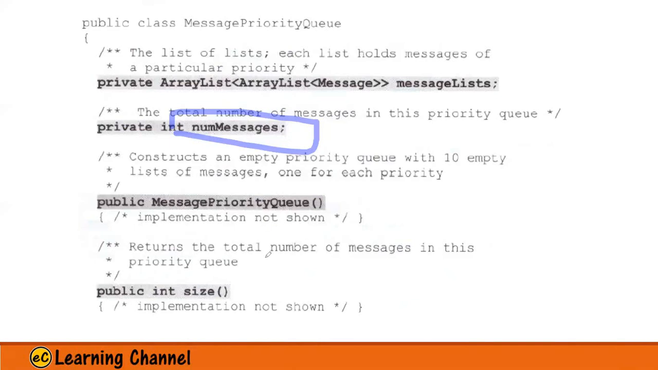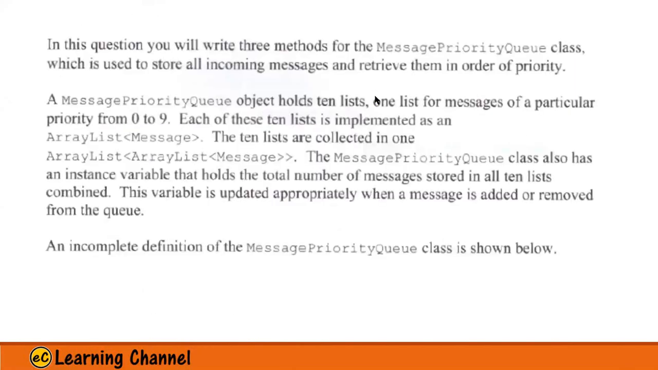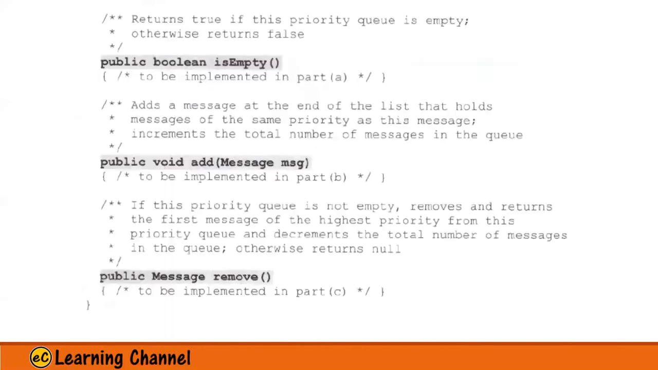And then we have a constructor, and we have a size, which returns the total number of messages in the priority queue. So the size needs to return the number of messages, not the number of queues. Okay, the next one. And then there is an isEmpty check, and then there is an add message into the list, and then there is a remove. Okay, we will look at part A, part B, part C.